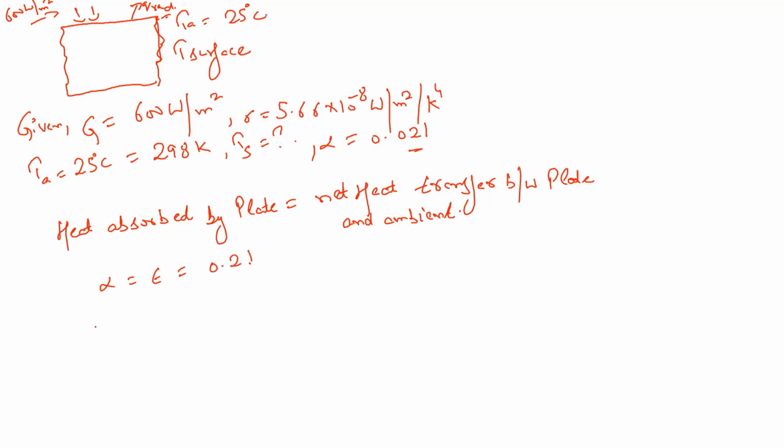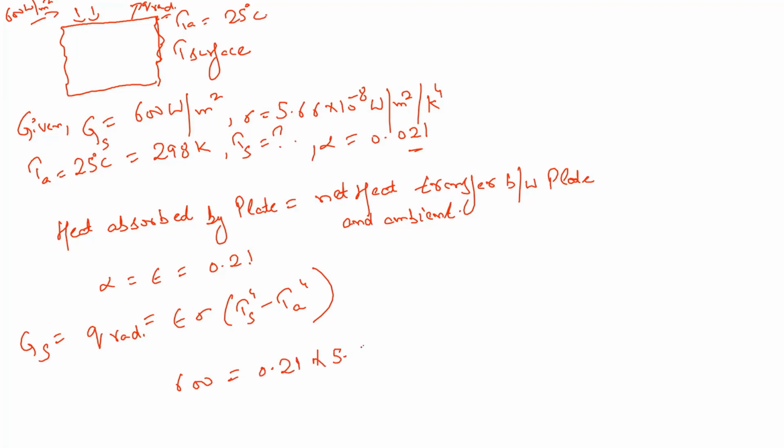So that means absorptivity is equal to emissivity. If we apply the Stefan-Boltzmann law, the radiation flux, where S means solar flux, would be epsilon sigma (Ts^4 minus Ta^4), because two temperatures have been given. On substituting the values it would become 0.21 into 5.67 into 10 to the power minus 8 into (Ts^4 minus Ta^4).